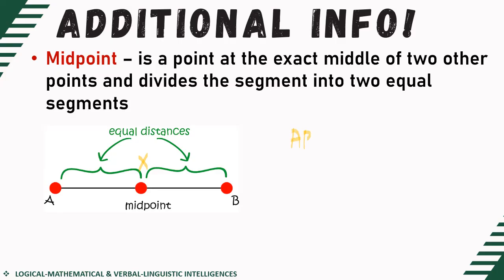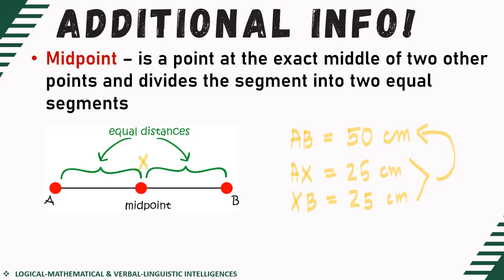For example, the length of segment AB is equal to, let's say, 50 centimeters. If point X is the midpoint of segment AB, then we can say that AX is equal to 25 and XB is equal to 25 centimeters. If you add these, it will be equal to the entire segment AB. That's the application of the idea of midpoint.